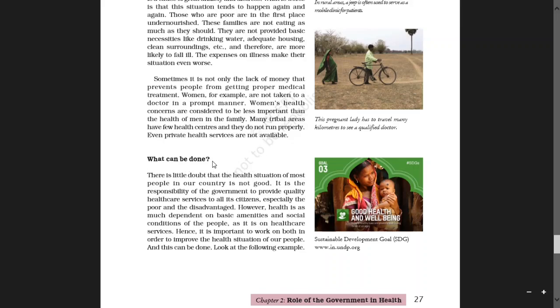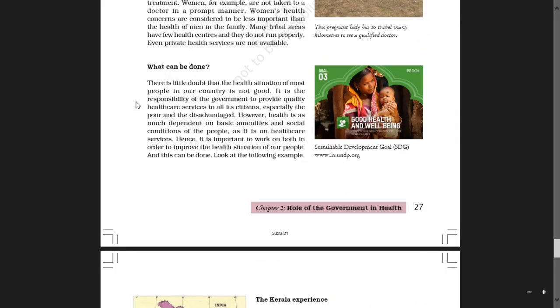What can be done? There is little doubt that the health situation of most people in our country is not good. So, boys, there is little doubt that the health condition of most of the people in our India is not good.